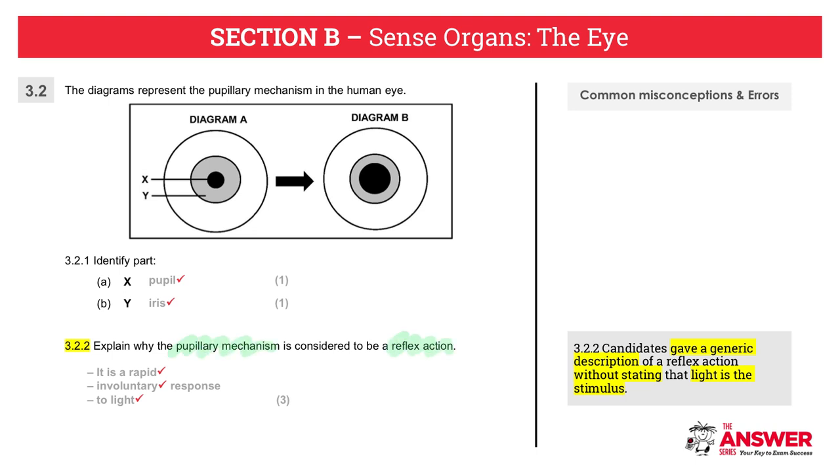Question 3.2.2, explain why the pupillary mechanism is considered to be a reflex action. Remember that a reflex action is a rapid and involuntary response, and the third mark is given to applying that definition to the example of the pupillary mechanism, which is that the rapid and involuntary response is going to be to a light stimulus in this particular instance. So candidates gave generic descriptions of reflex actions. Most of them would have gotten the first 2 marks, which is just basically the definition of a reflex action, but they lost the third mark because they didn't actually say that it is in response to a light stimulus.